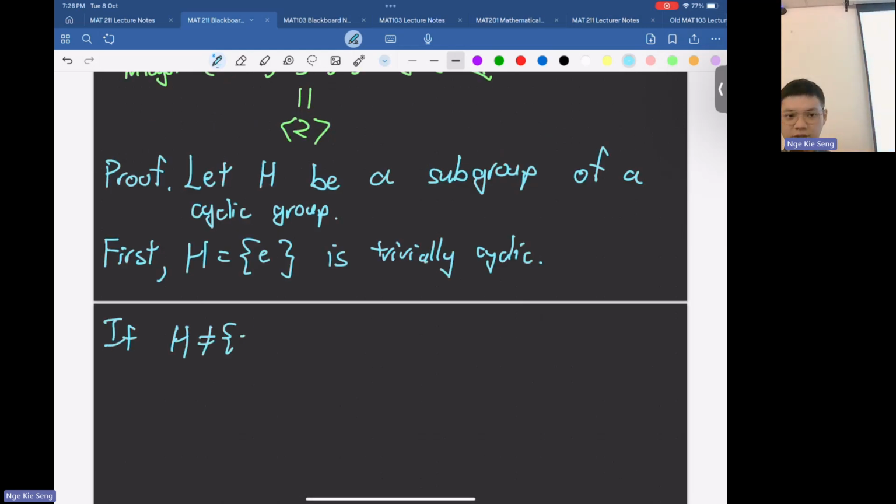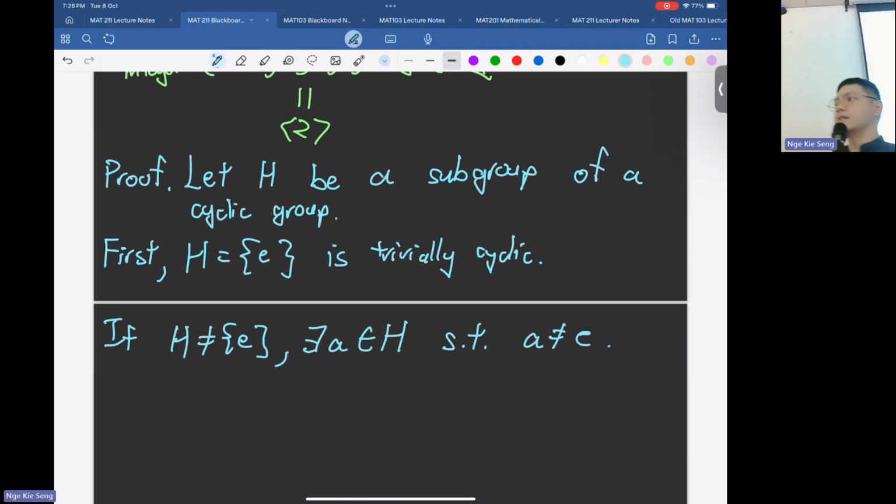But let's say H is not equal to e. What happens? If H is not equal to e, that means there exists something else inside H, some a, such that a is not the identity. Agree? Because a subgroup must contain the identity, right?